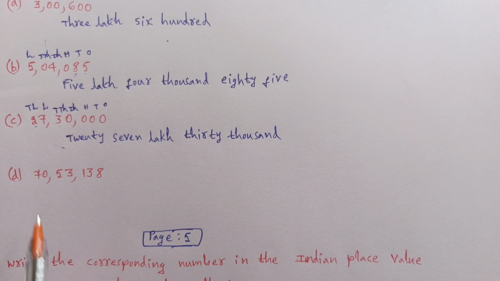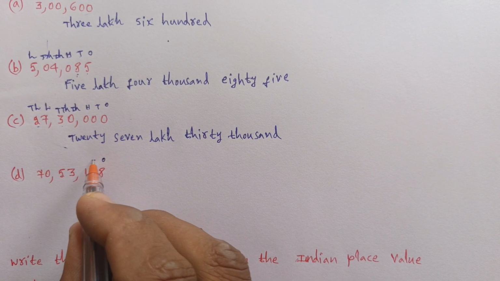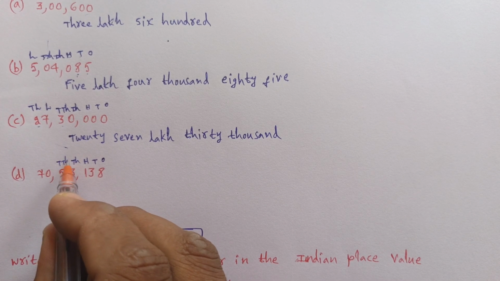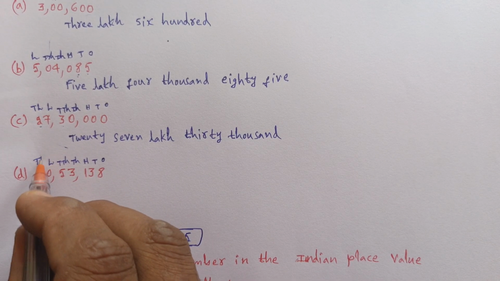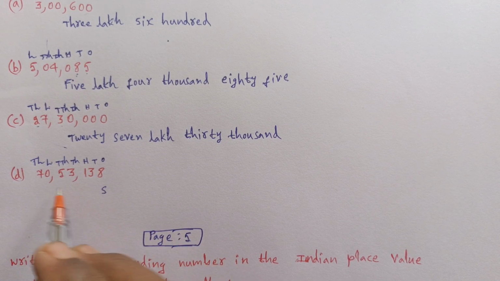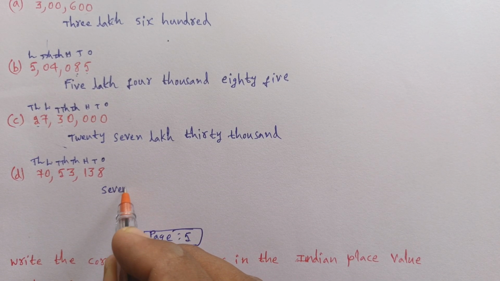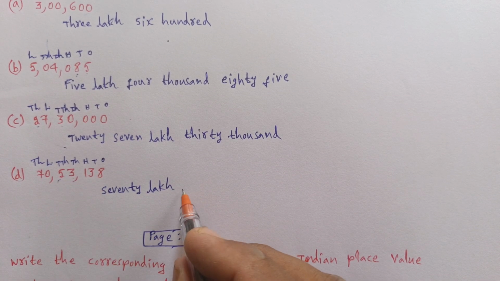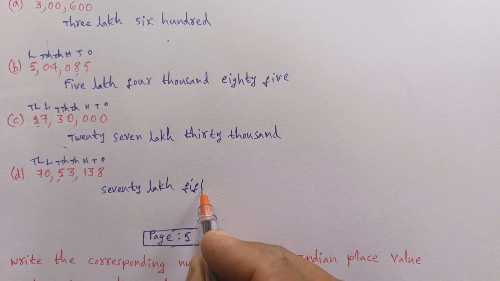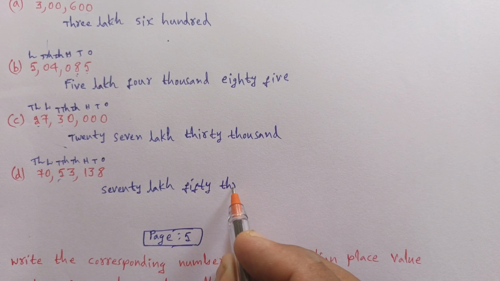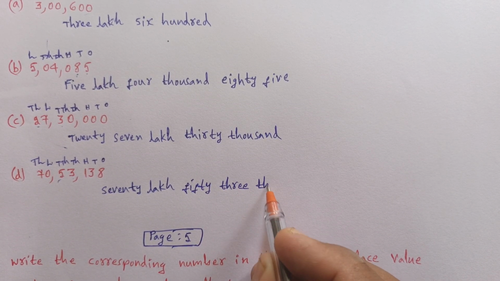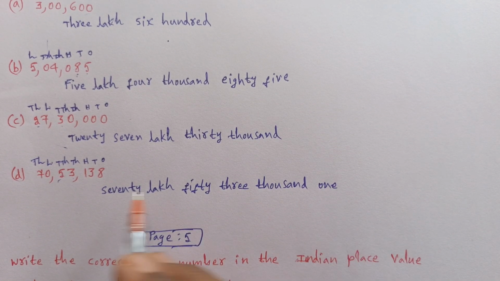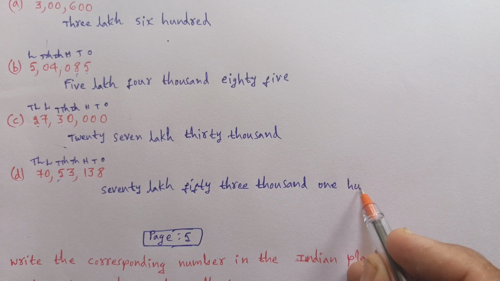Next, finally the D bit. So the name is 70 lakh 53,000 138.